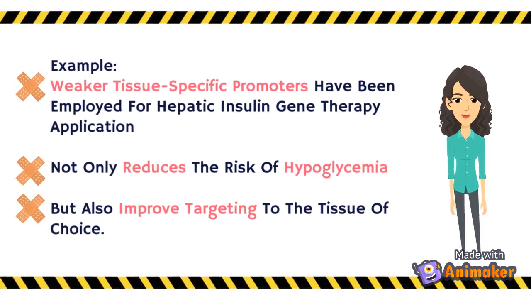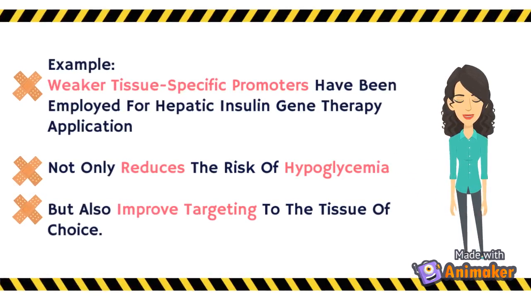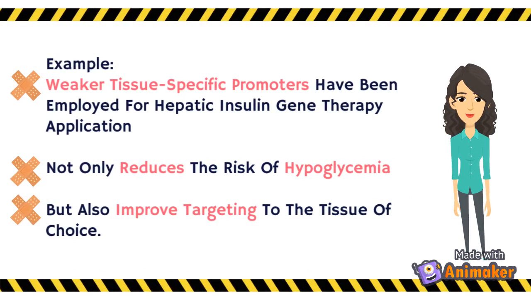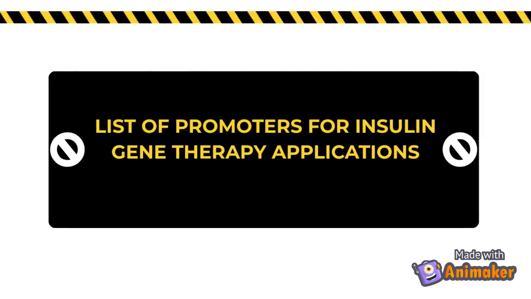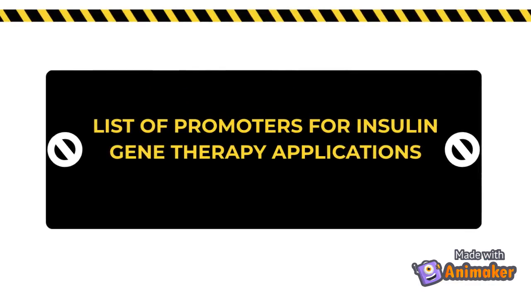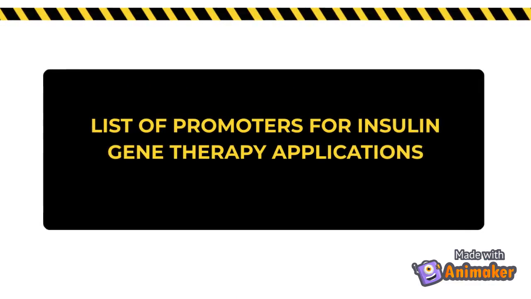For example, weaker tissue-specific promoters have been used for hepatic insulin gene therapy applications. It is because it not only reduces the risk of hypoglycemia, it also improves targeting to the tissue of choice. Next, let's see the list of promoters for insulin gene therapy applications.